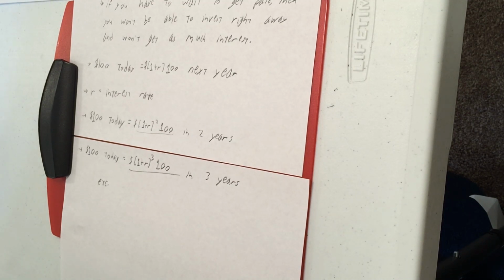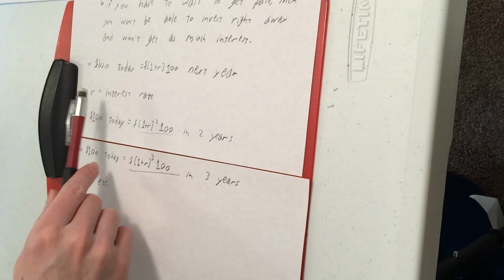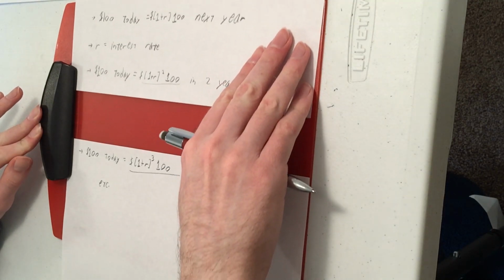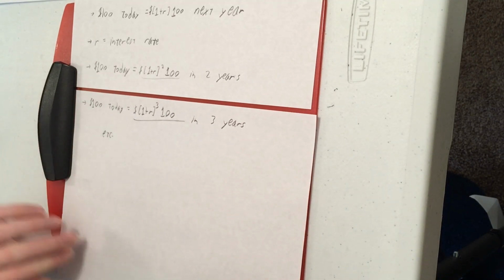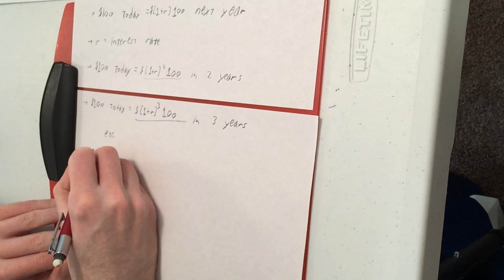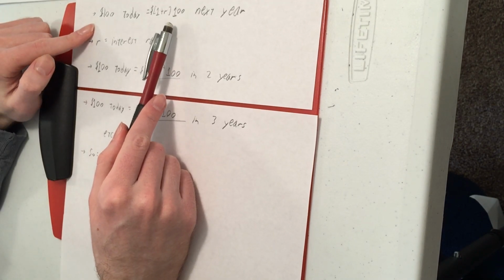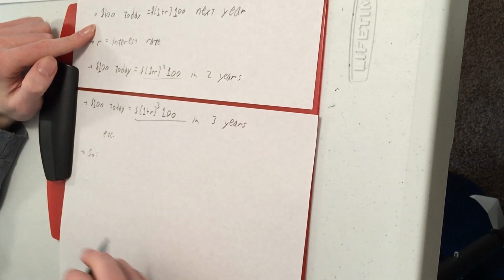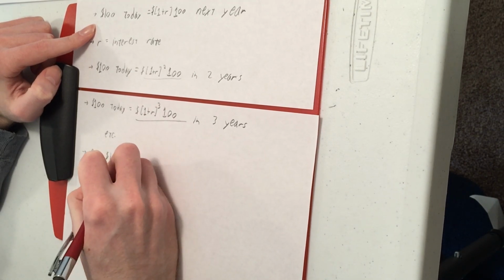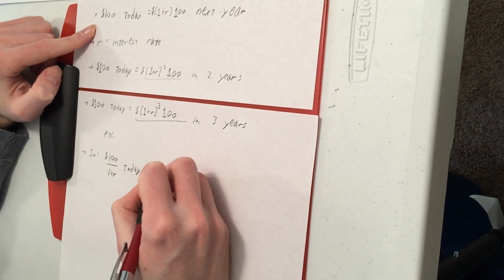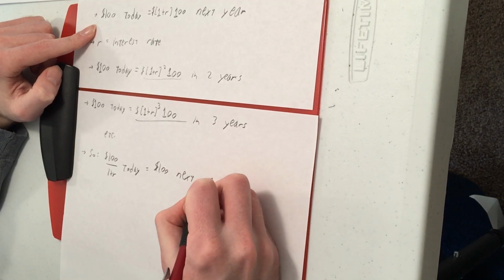So now I can look at things from an inverted perspective. Instead of asking how much is $100 today worth in the future, we can ask how much is $100 in the future worth in today's dollars. It just involves rearranging these equations. So for our first equation up here, I can just divide both sides by 1 plus r, and what I'm going to get is 100 over 1 plus r today equals 100 next year.